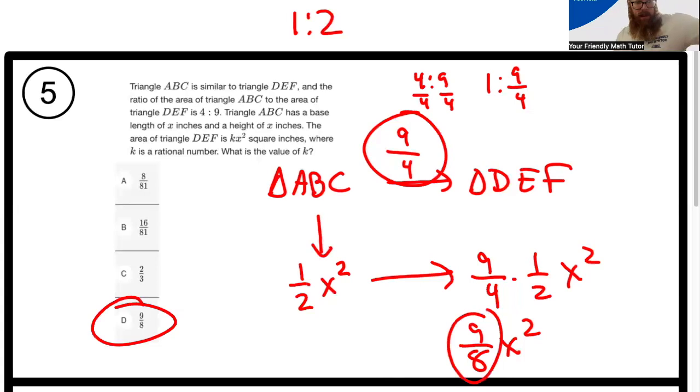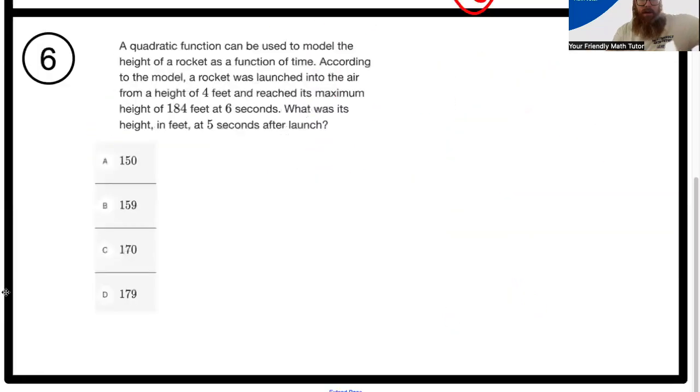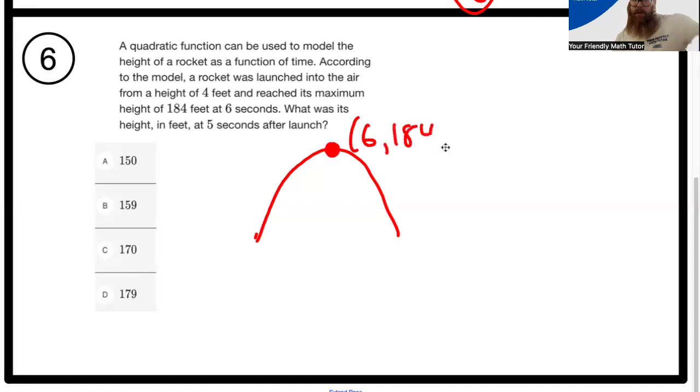All right. Let's keep moving. So number 6, we got a quadratic function could be used to model this. And this is projectile motion. So, we have something like this. And it says, according to the model, the rocket was launched into the air from a height of 4 feet, and it reached its maximum height of 184 feet at 6 seconds. So that tells us that the vertex up here, the max height, is (6, 184).